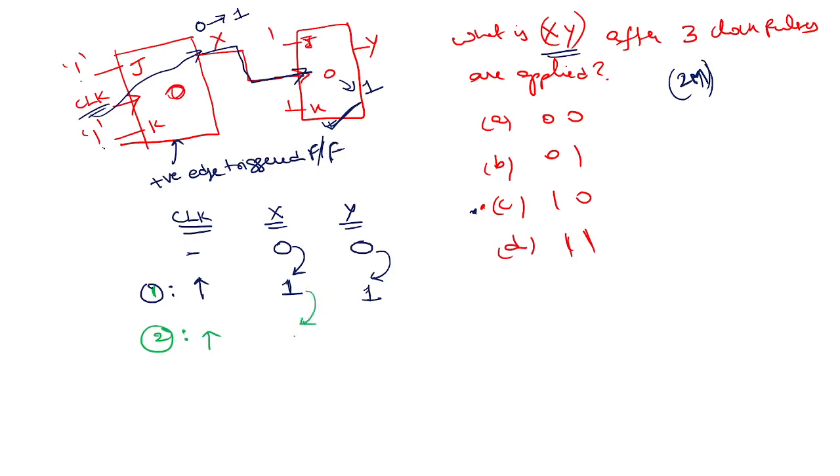So this will become 0 because that will be toggled. Now 1 to 0 is a negative edge, it's not a positive edge. So this will not be affected. So 1 will remain as 1.